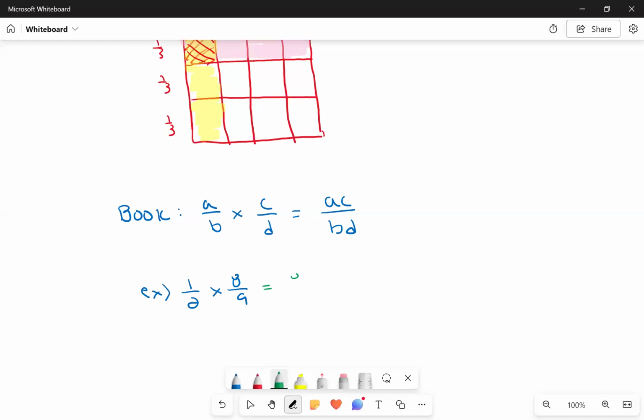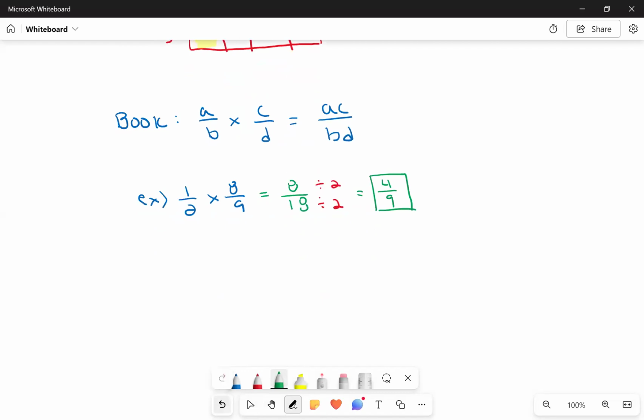So in this case, 1 times 8 is 8. 2 times 9 is 18. I can reduce this top and bottom by at least 2. That'll end up giving me 4/9. And that's how we multiply fractions.